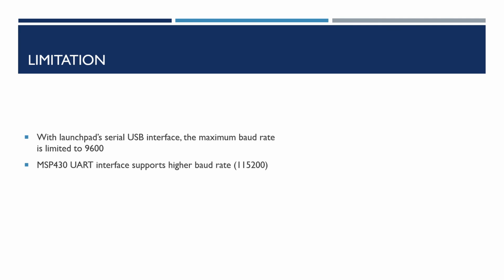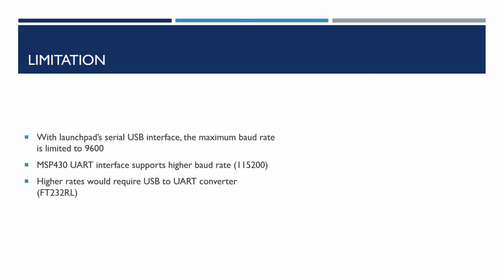Now let's look at the limitation. As I had said previously, there's a limitation to this. So it's time we look at it. So the launchpad's serial USB interface is limited to 9600 baud rate only. So if you want to go anywhere above it, then you cannot basically do that. But is that the limitation of MSP430 UART? No, it isn't. So MSP430 UART is completely capable of supporting higher baud rates. That is, you can go for 115200 and so on and so forth.